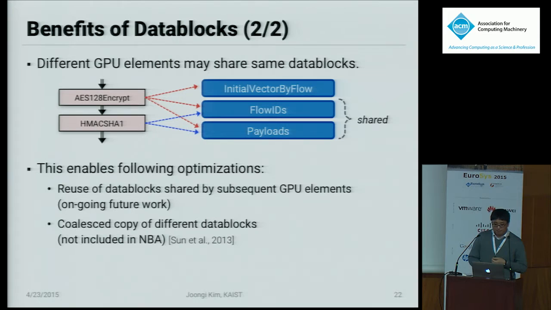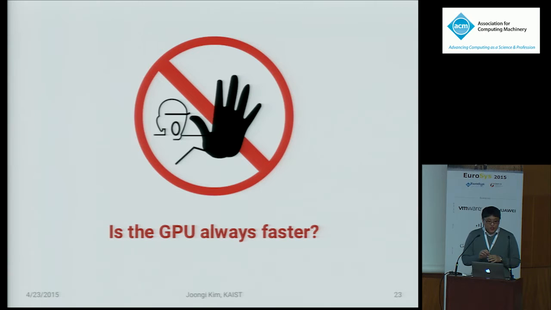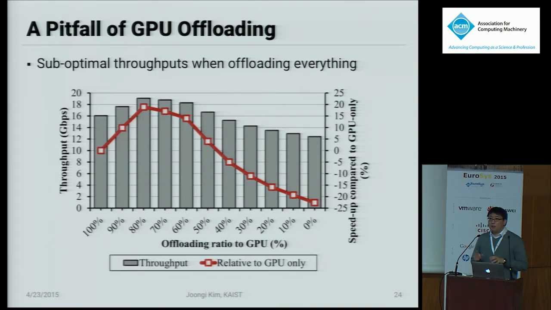Okay, so we have covered how you are going to build your own GPU-accelerated packet processor. But there is one more thing. GPU is a great device that offers fast computation power at a cheap price. However, is it always faster to use it in every case? Well, we observed that the performance gains from GPU depend on what application and workload you run. Even when the GPU performance is higher than that of CPU, offloading everything to GPU may not yield the maximum throughput possible. Let me show one such case here.